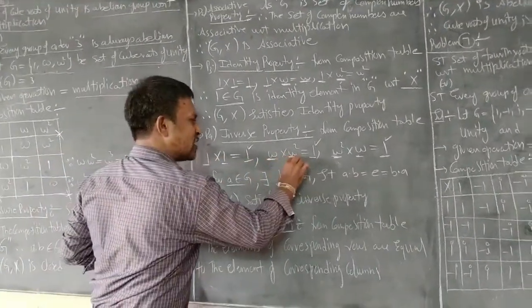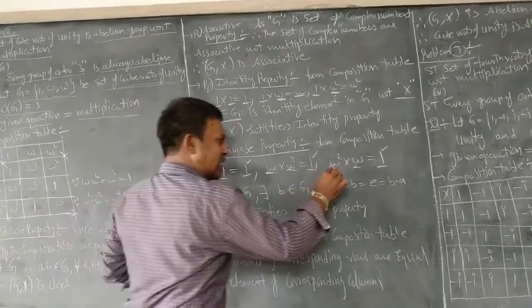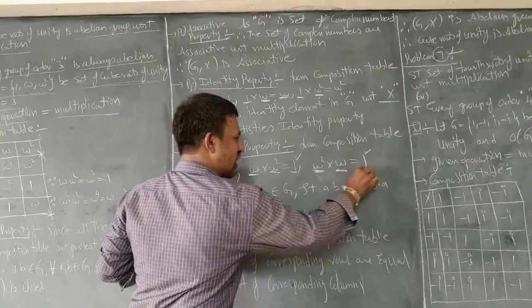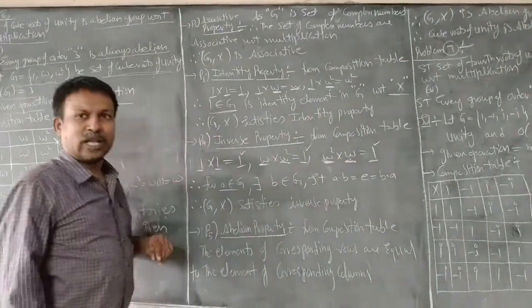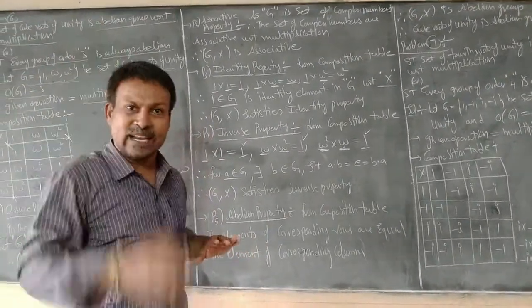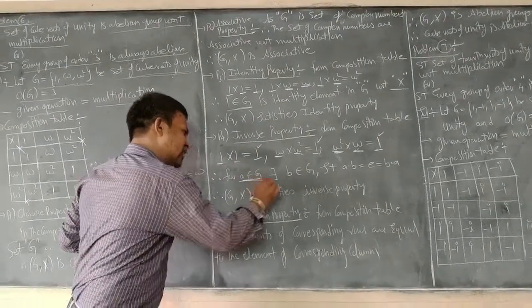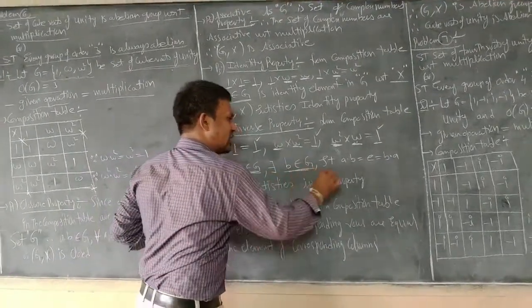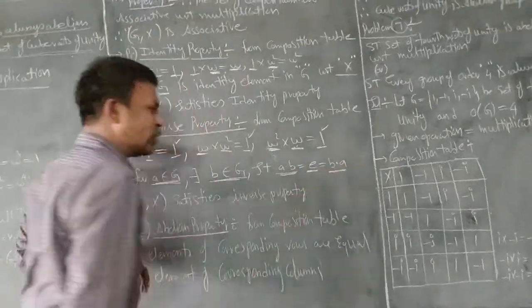Here, omega into omega square is 1. Therefore, the inverse of omega is omega square. Here, omega square into omega is 1. Therefore, here, the inverse of omega square is omega. Therefore, for every element in G, there exists an inverse element. Therefore, for every A belongs to G, there exists an element B belongs to G such that A into B is equal to E is equal to B into A.